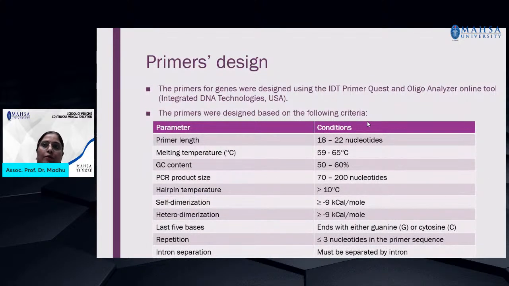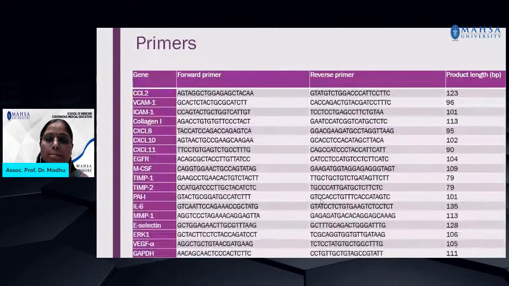The primers for the quantification of this RNA were designed using the online tools IDT PrimerQuest and OligoAnalyzer, available from the company website of Integrated DNA Technologies, USA. These are the standard parameters used to identify and design the primers, which are widely reported in the literature as well. So these are the details of the forward primers and reverse primers.